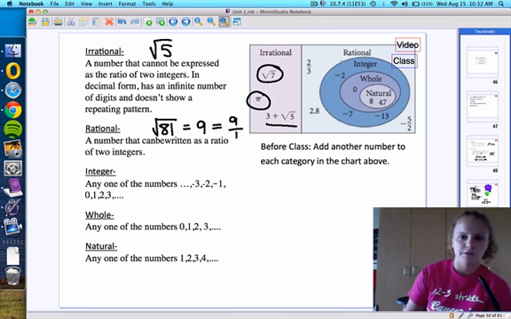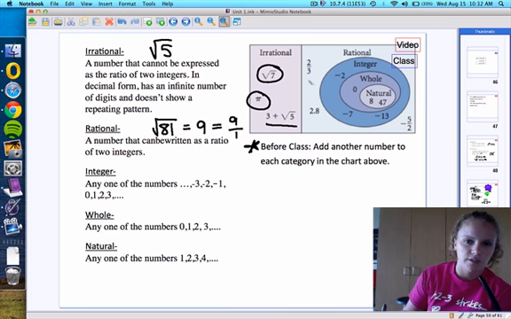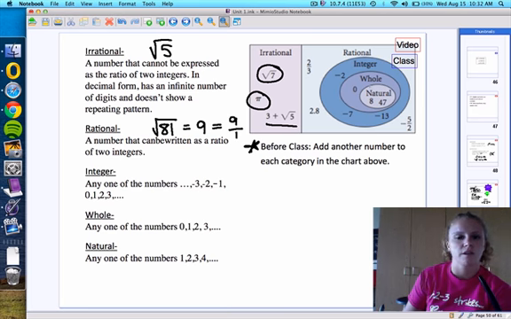Within the rational numbers here, you can see those that are written as fractions, the negative and positive integers, the whole numbers, and the natural numbers there in the center. For class, your assignment is to just add another number to each category in the chart above. So what's another irrational number, another rational, another integer, another whole, or another natural? You can't think of another whole? Actually, you can put another whole in there, so one that would fit in there, but it would probably also fit in the naturals. Okay, and we will talk more about any of your questions in class.